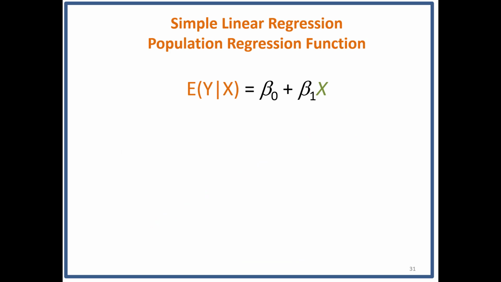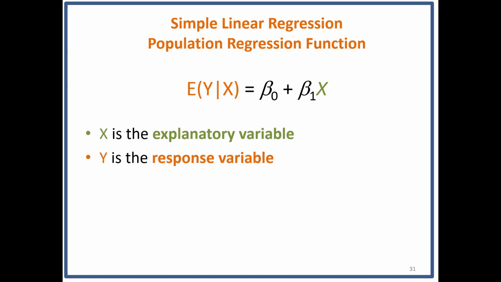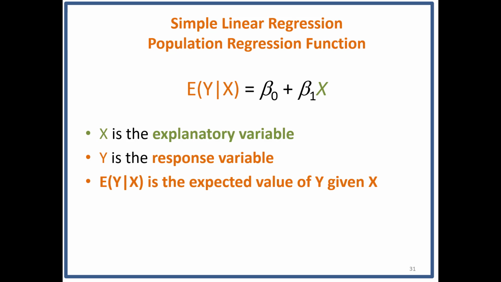So the population regression function is the expected value of y given x equals beta naught plus beta 1 x. X is the explanatory variable, y is the response variable. E of y given x is the expected value of y given x. Beta naught is our intercept, and beta 1 equals our slope. And this is a population regression function. So on the left side of our population regression function is that expected value of y given our x's.